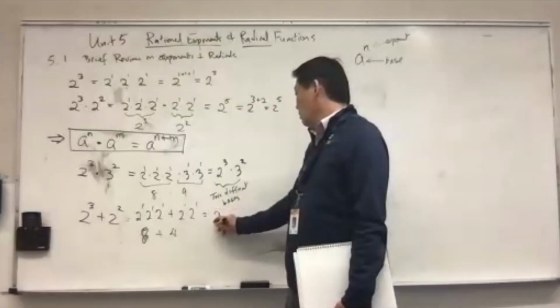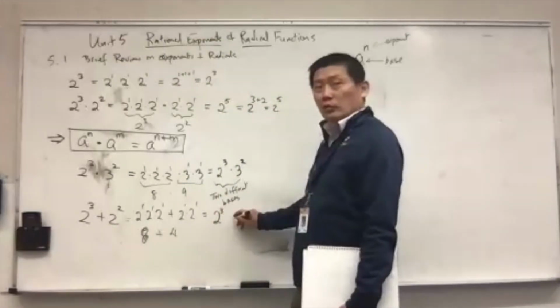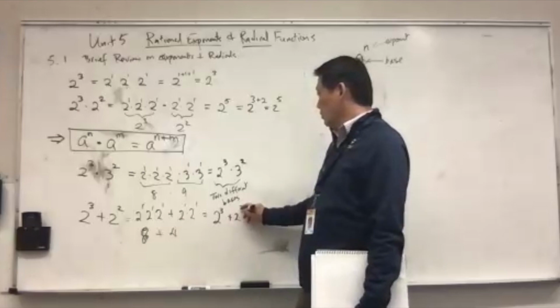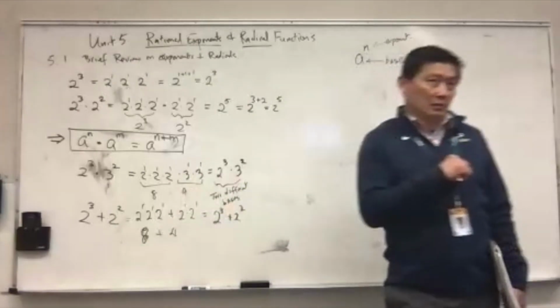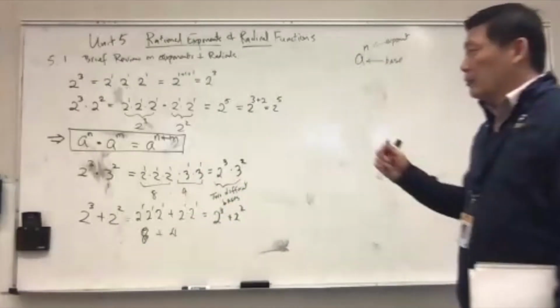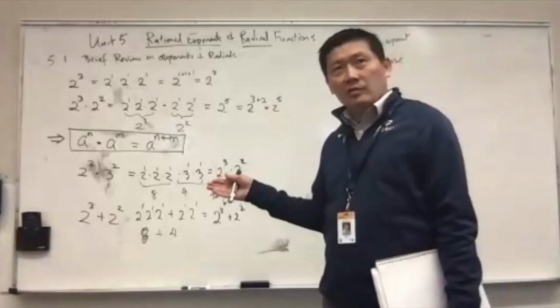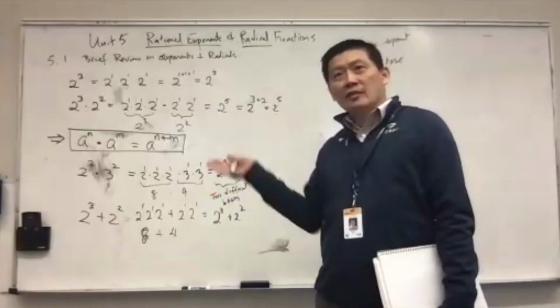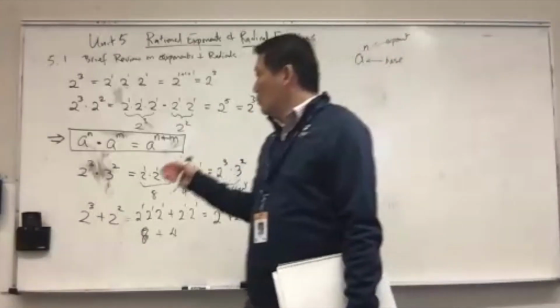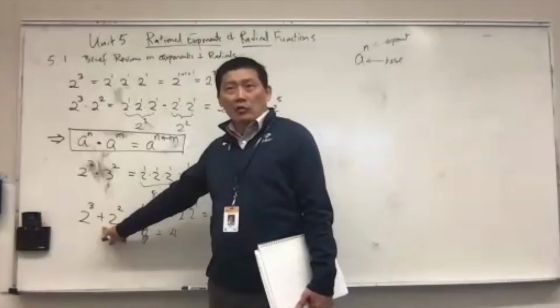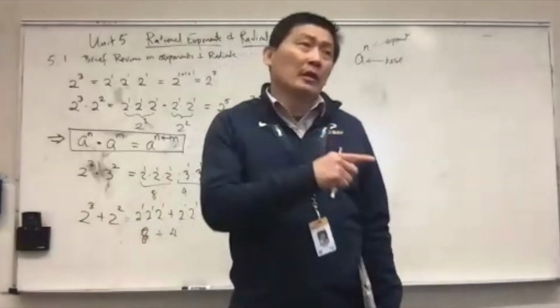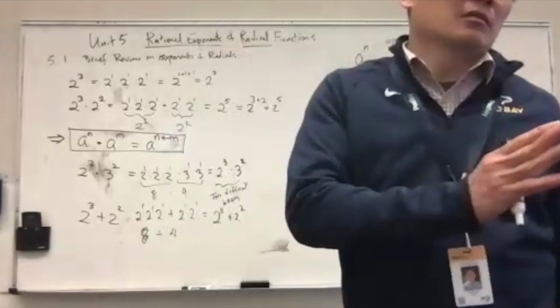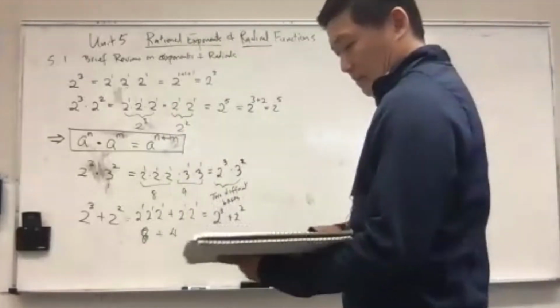So it continues to be 2 to the third power plus 2 squared. Nothing you can do about it. If you have the same base, different exponents, but it's not a multiplication, if it's not multiplication, there's literally nothing you can do.